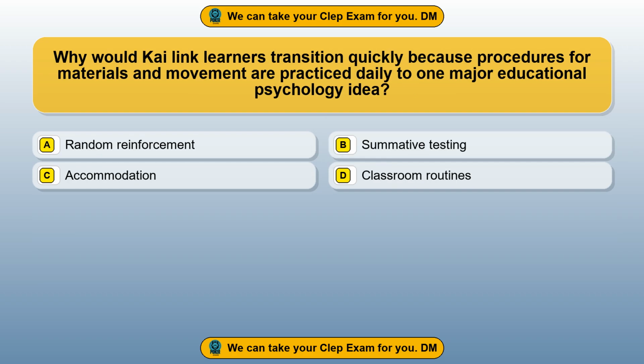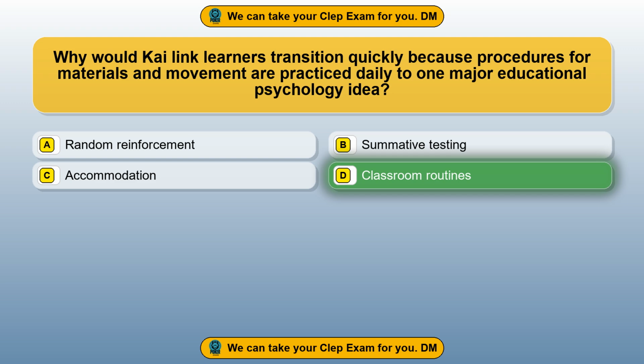Question 71. Why would learners transition quickly? Because procedures for materials and movement are practiced daily. This points to one major educational psychology idea. Option A, random reinforcement. Option B, summative testing. Option C, accommodation. Option D, classroom routines. The correct answer is option D.